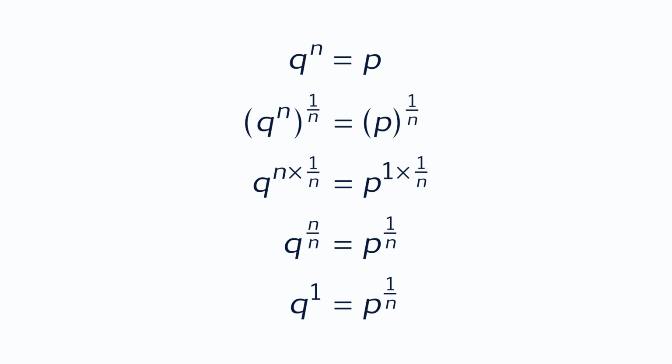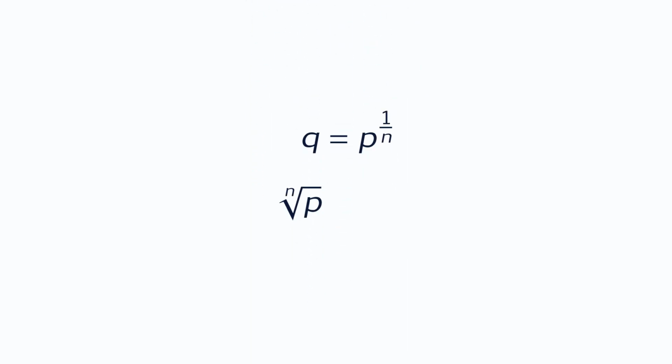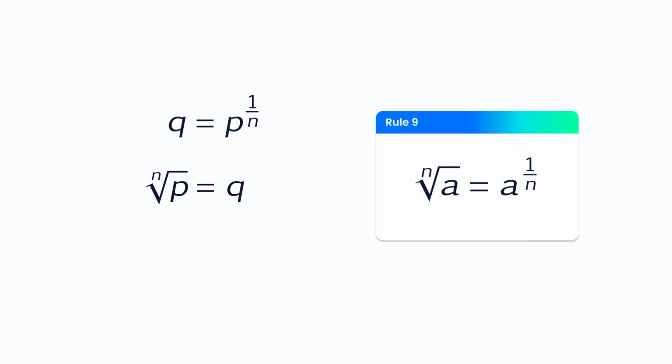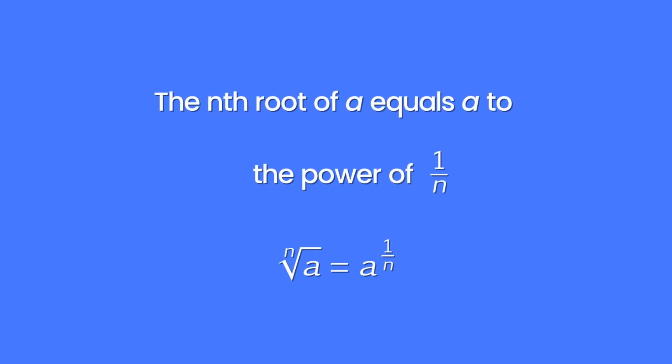Congrats! You have now shown that if q to the power of n equals p, then q equals p to the power of 1 over n. That means the nth root of p is q. Remember how mathematicians use the root sign. The radicand is the number the root becomes after being raised to the power of n. And that's why raising a variable to the power of 1 over n is the same as finding its nth root. The nth root of a equals a to the power of 1 over n.